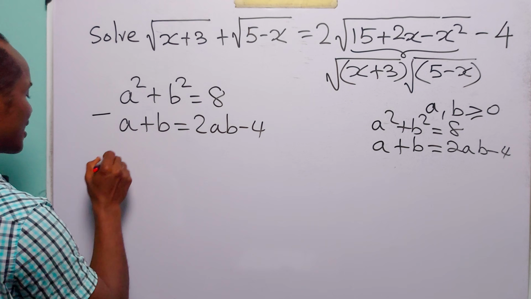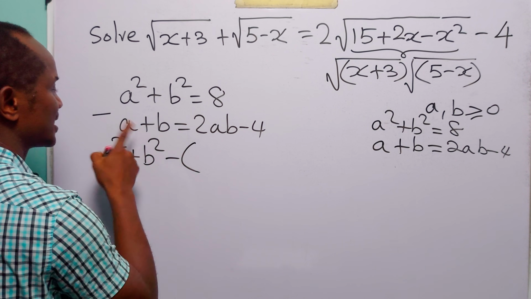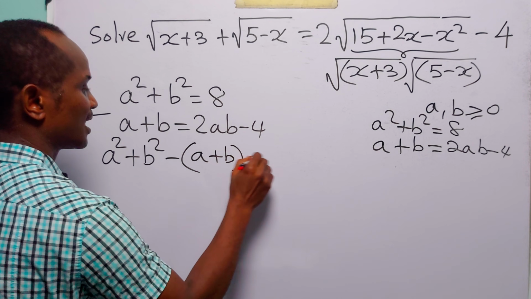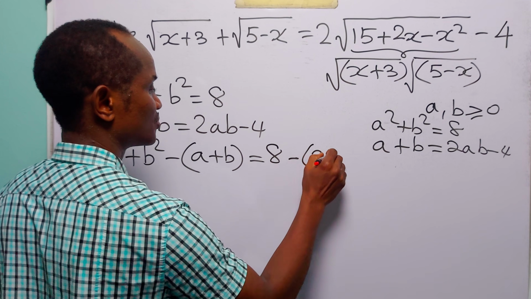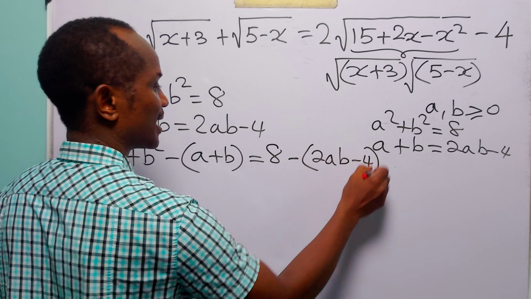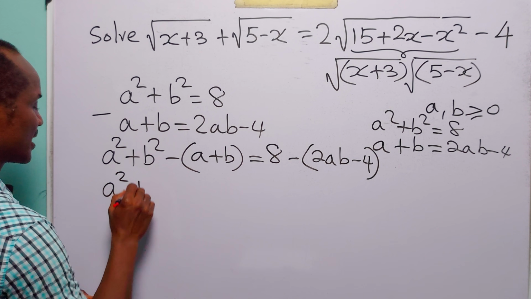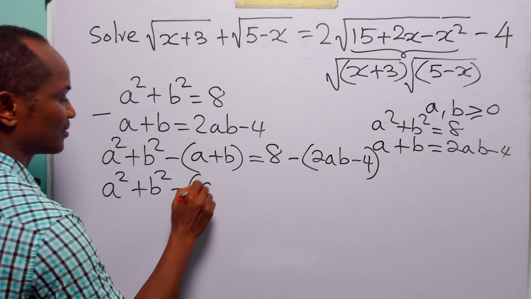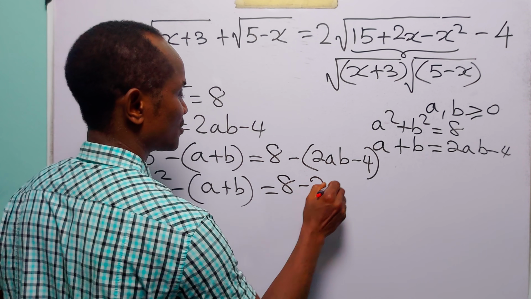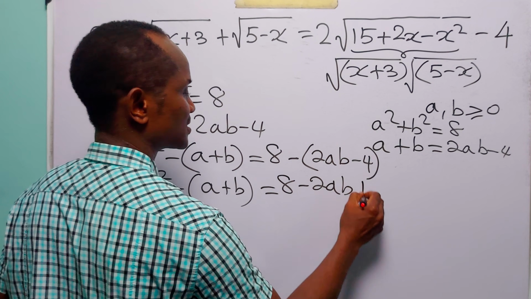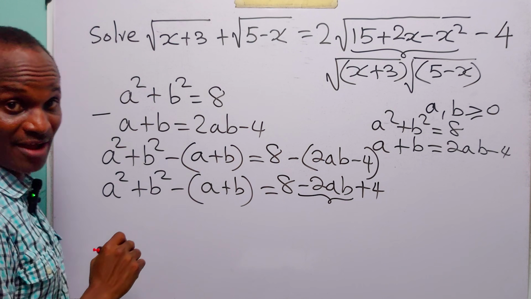On the left hand side, we have a squared plus b squared minus a plus b. And on the right hand side, we have 8 minus 2ab minus 4. Now, we have a squared plus b squared minus a plus b, and this is equal to 8 minus 2ab. Minus minus is plus 4. Now, let us move this term over to the left-hand side.